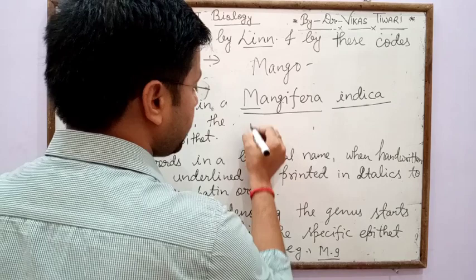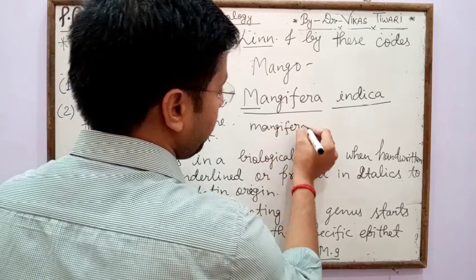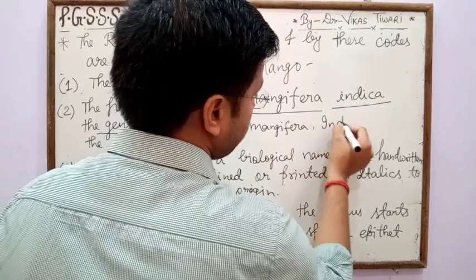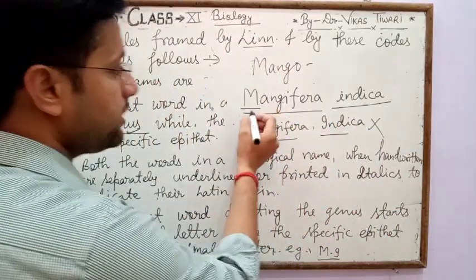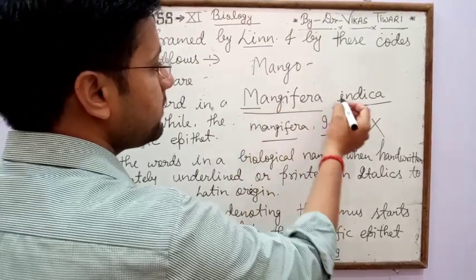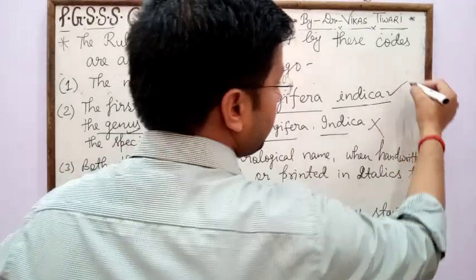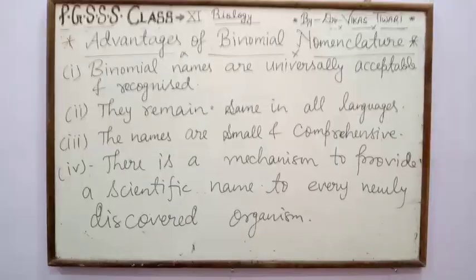And if we write it like this, mangifera indica, this name is incorrect. The correct way is that the first letter of the generic name is always capital. So Mangifera indica, this scientific name is correct, while the other one is incorrect.